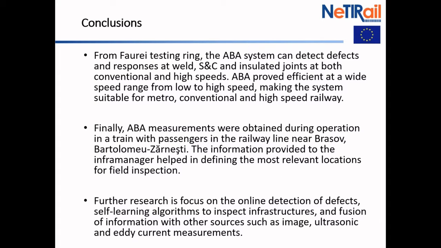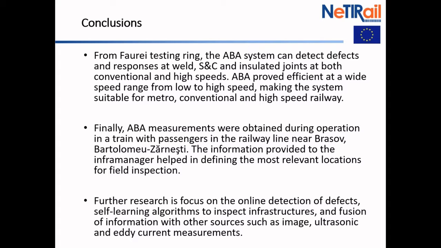From the Faro testing ring, we could cover the responses of welds, wheel burns, switches and crossings, and an insulated joint from 20 up to 220 kilometers per hour. That means that the technology might be applicable for metros, conventional, and high-speed railways. In the case of metros, maybe we will have to face some problems with the GPS location, but as long as we have access to the tacho of the train or the positioning system of the train, we could manage to get an estimation of the location of the defects.